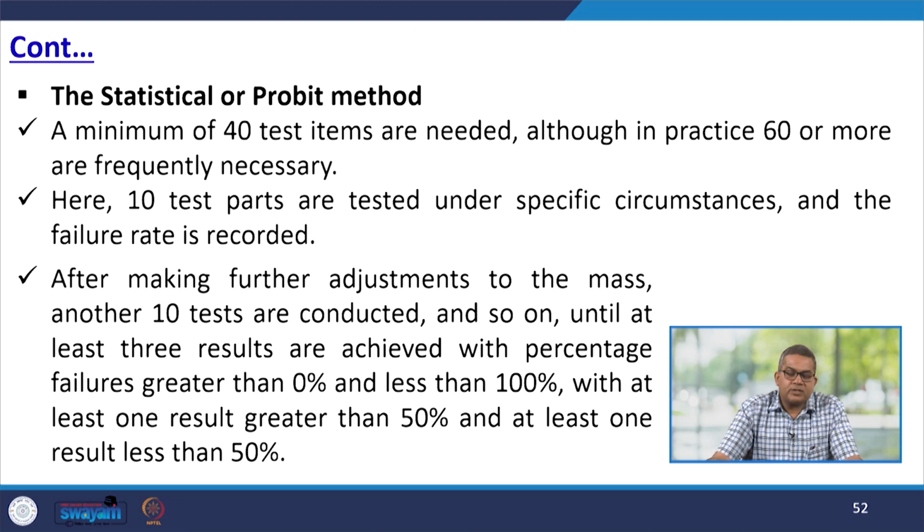Let's talk about the statistical or probit method. A minimum of 40 test items are needed, although in practice 60 or more are frequently necessary. Here 10 test parts are tested under the specific circumstances and the failure rate is recorded. After making the further adjustment to the mass, another 10 tests are conducted and so on until at least 3 results are achieved with the percentage failures greater than 0 and less than 100%, with at least one result greater than 50% and at least one result less than 50%.